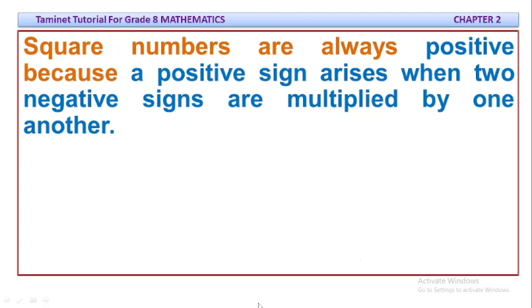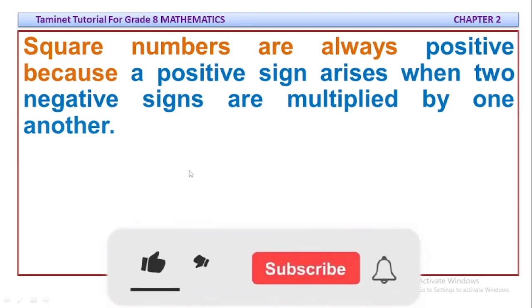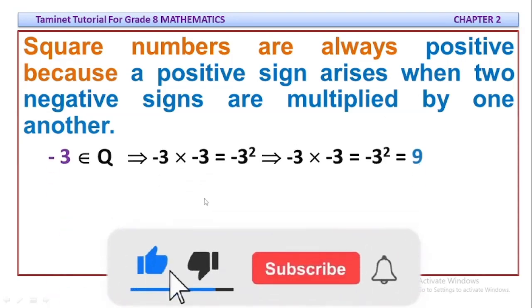Square numbers are always positive. When we square a number, the square value is positive. If it is negative, if we square the negative number, it is positive also. That is why when two negative signs are multiplied by one another, the square of a negative number is positive, and the square of a positive number is positive.